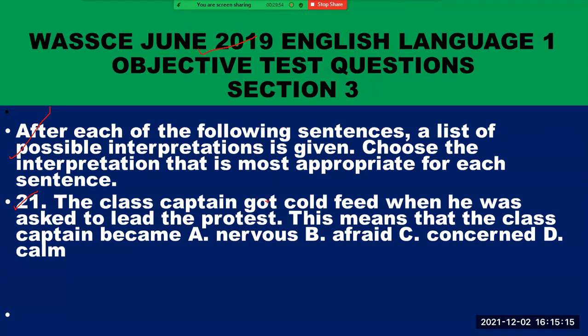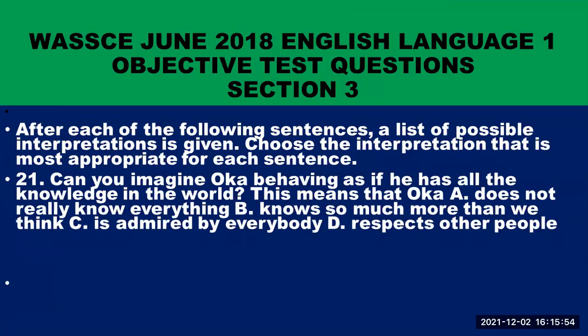The class captain got cold feet when he was asked to lead the protest. This means that the class captain became A, nervous. If you develop cold feet, you become nervous. That's the appropriate option. B, afraid, no. C, concerned, no. D, calm, no. But take note of the similarities between the topic and the question and everything in 2019 with what we had in 2020. And then let's go to 2018.